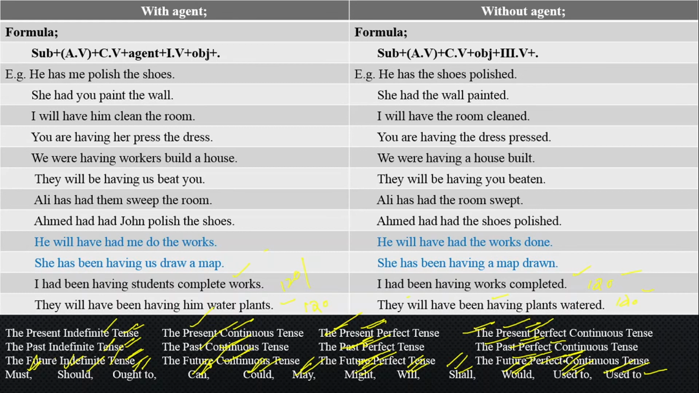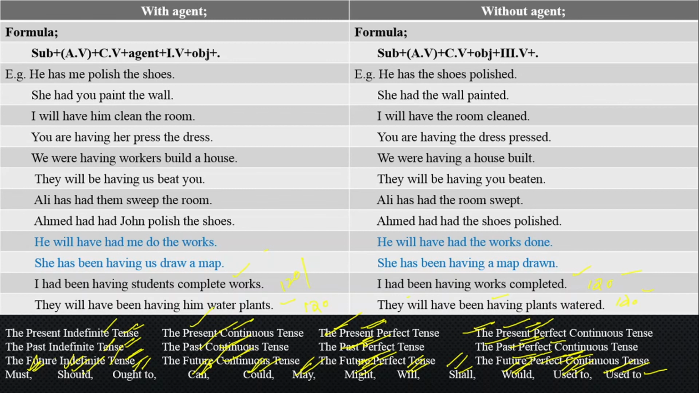They must have plants watered, they must not have plants watered. Must they have plants watered, must they not have plants watered? Mustn't they have plants watered? They should have plants watered, they should not have plants watered. Should they have plants watered, should they not have plants watered? Shouldn't they have plants watered?